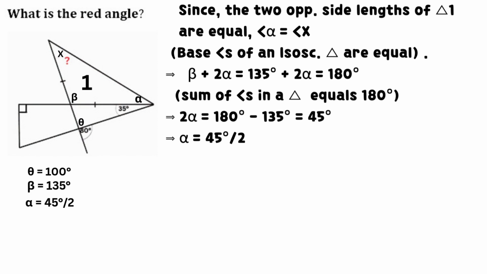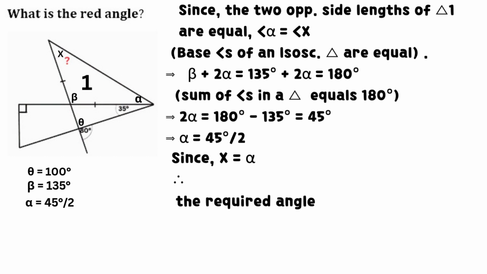Hence, 2 times alpha equals 180 degrees minus 135 degrees, which equals 45 degrees. Thus, alpha equals half of 45 degrees. Since x equals alpha, therefore, the required angle is half of 45 degrees, or 22.5 degrees.